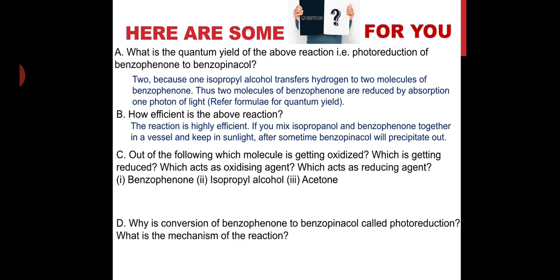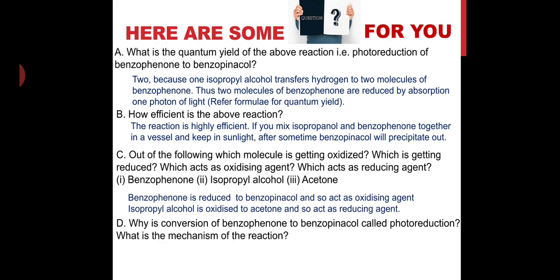Now tell me, in the above reaction, which compound gets oxidized? Yes, it is isopropyl alcohol which gets oxidized to acetone. Which compound gets reduced? Benzophenone gets reduced to benzophenacol. As you know, compounds which get oxidized act as reducing agent. So isopropyl alcohol acts as reducing agent and benzophenone, since it gets reduced, acts as oxidizing agent.